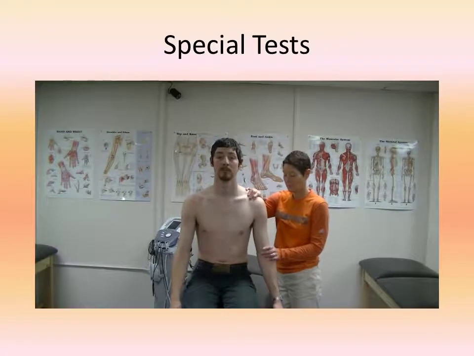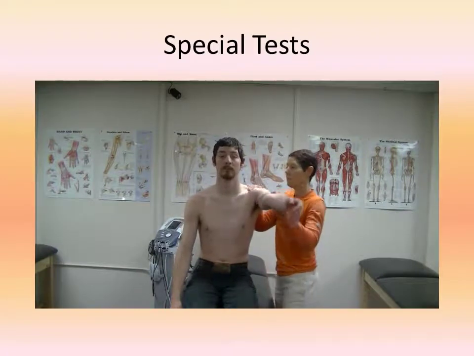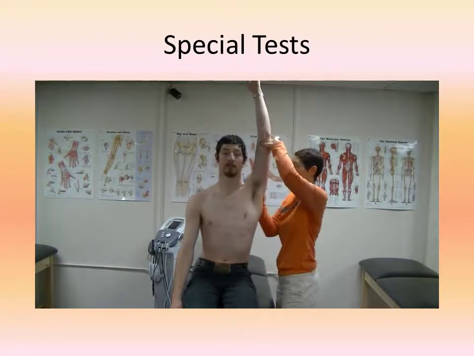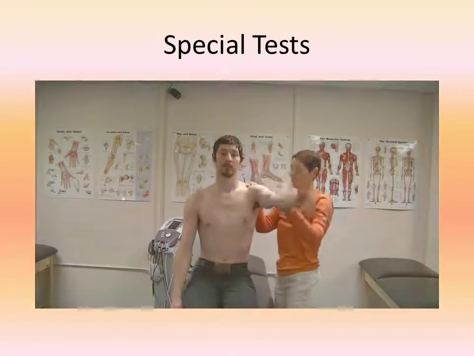The Neer impingement test is basically a passive shoulder flexion test. With the subject's scapula stabilized, the examiner is going to passively and maximally flex the test shoulder. Shoulder pain and apprehension are indicative of that shoulder impingement, especially when we get to the end range of the flexion.